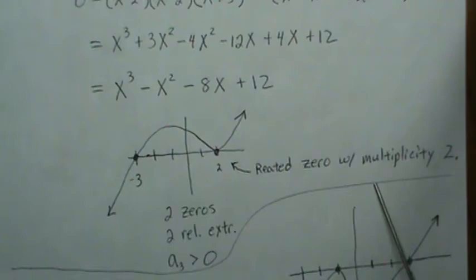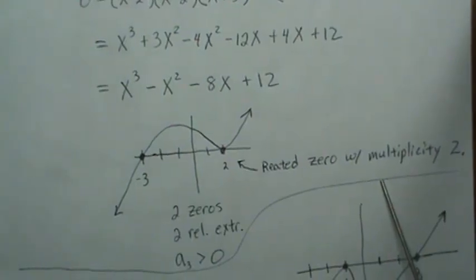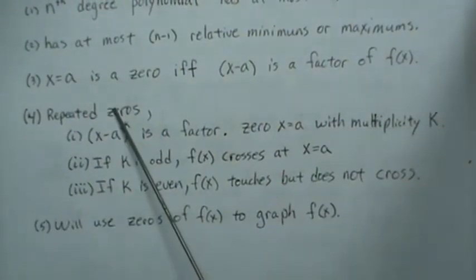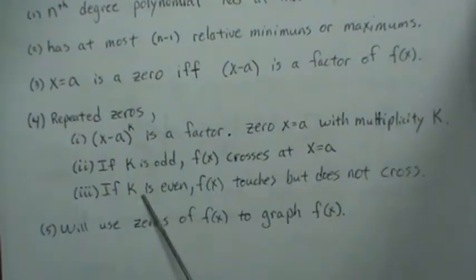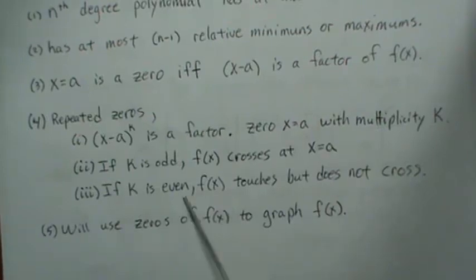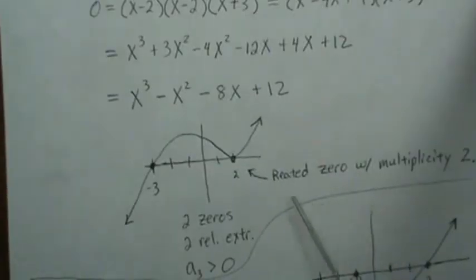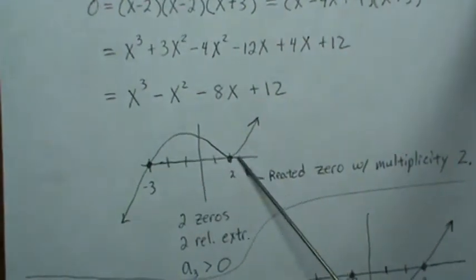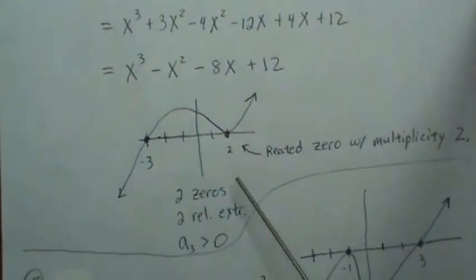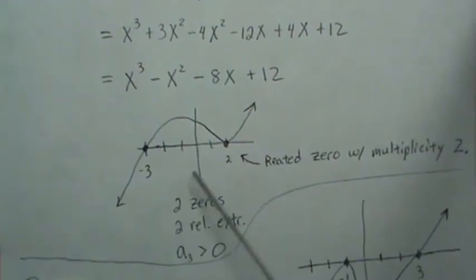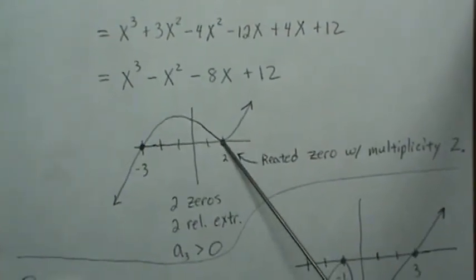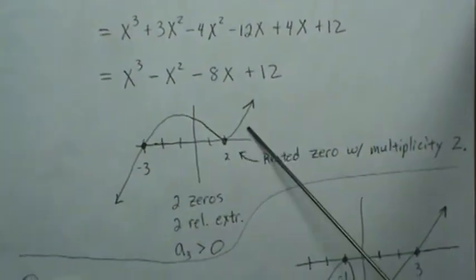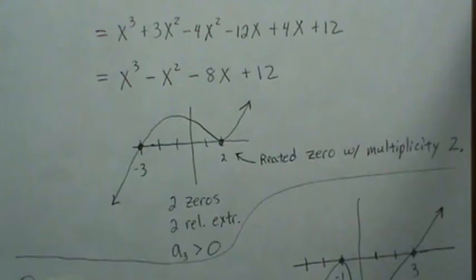Now if we go back to this page, if it's a repeated zero and k is even, it touches it but does not cross. So we know that the graph touches it here but doesn't cross. And when we plot it, it does look like this. And notice that, okay, there's 2 zeros. There are 2 relative extremas right here and here. And the leading coefficient is positive, which tells us what happens at the extremes.